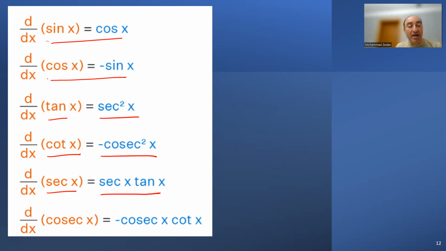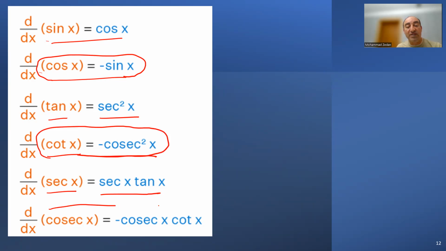So the functions that start with c, their derivative is negative. Look, cosine derivative is negative sine, cotangent derivative is negative cosecant squared, derivative of cosecant x is negative cosecant x cotangent x. But the other functions, their derivative is positive. Okay. I will solve some questions now by using these rules.